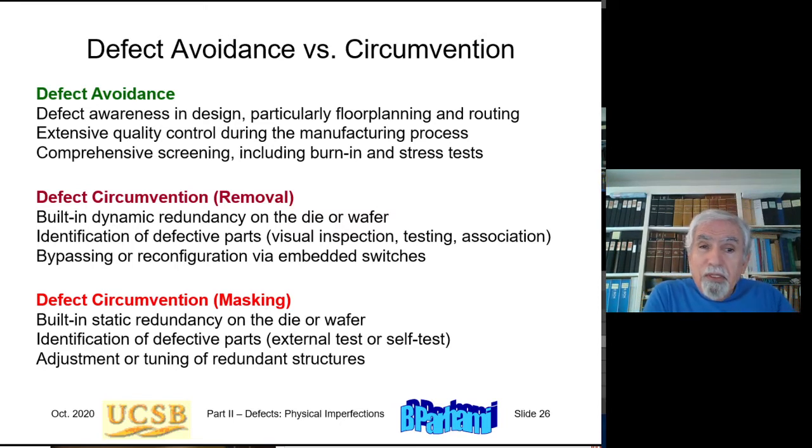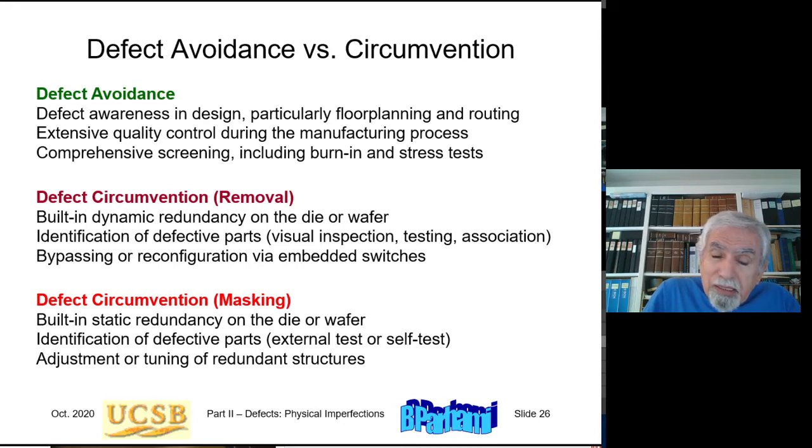If you will, defect circumvention by removal can be likened to error detecting codes. So you detect that something went wrong, but then you have to take some action to correct the error or remove the undesirable effects of that error. Defect circumvention by masking is sort of like error correcting codes, where the redundancy is built in and it just kicks in and you correct. There's no reconfiguration involved.